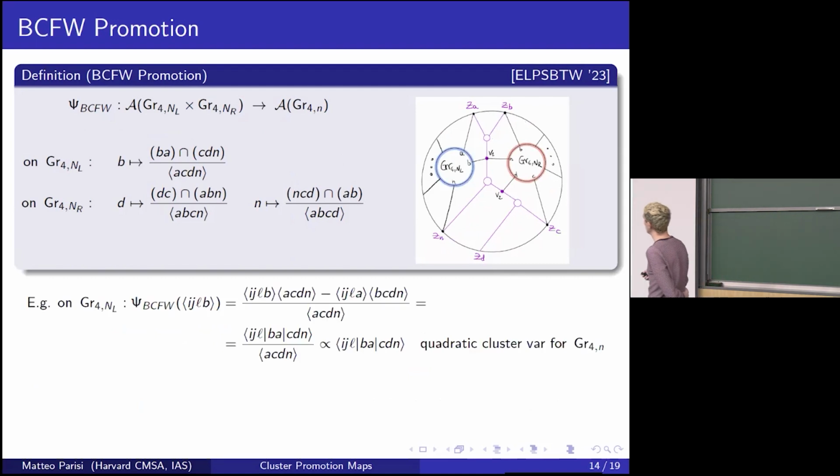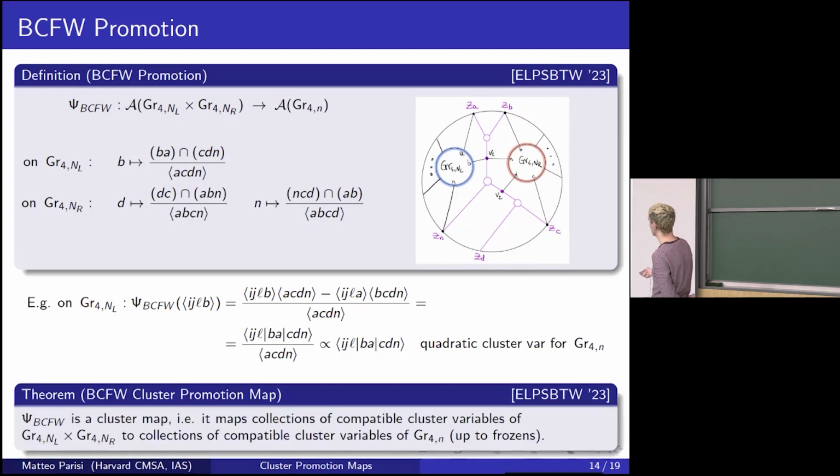And what happens now is that if we take, for example, a Plücker coordinate in the left Grassmannian and apply this map, the Plücker coordinate, for example I, J, L, B, what happens is that if we look at the formula, we have to insert the vector B in a combination of vectors V_B and V_A. And this gives a quadratic in the numerator and the denominator. And we recognize that the quadratic in the numerator, with a certain notation that we use, is actually a quadratic cluster variable for the Grassmannian 4, n.